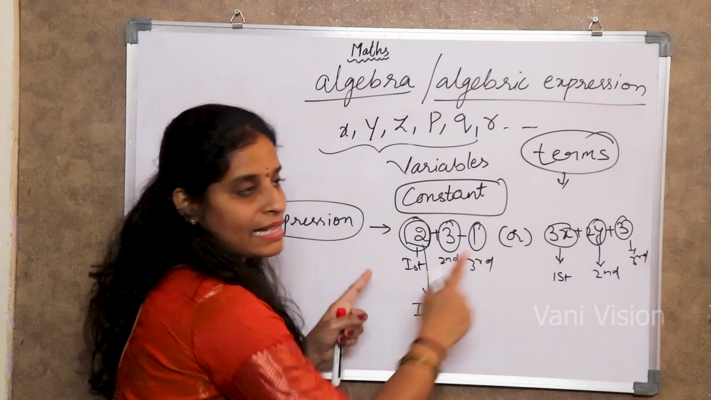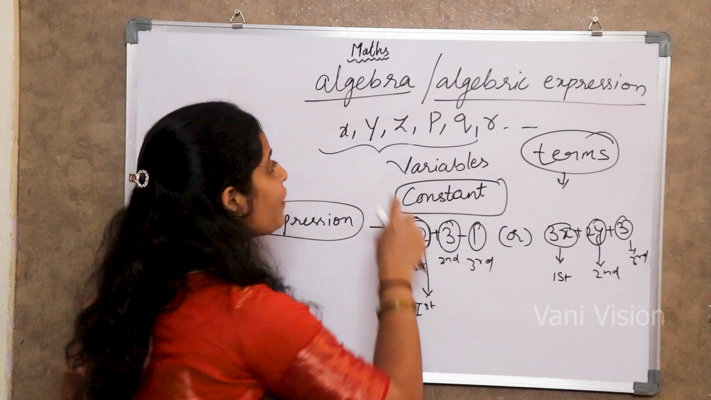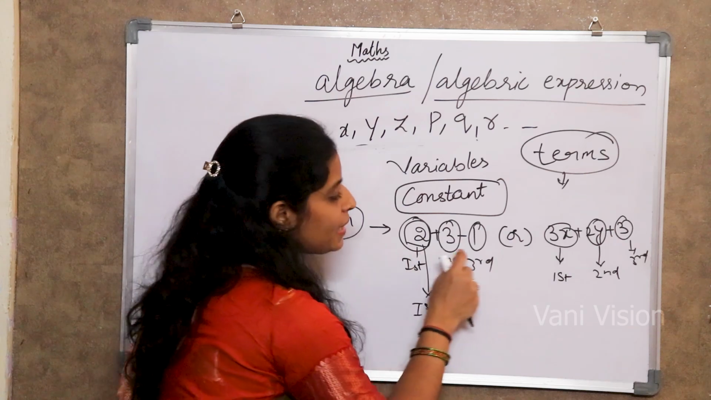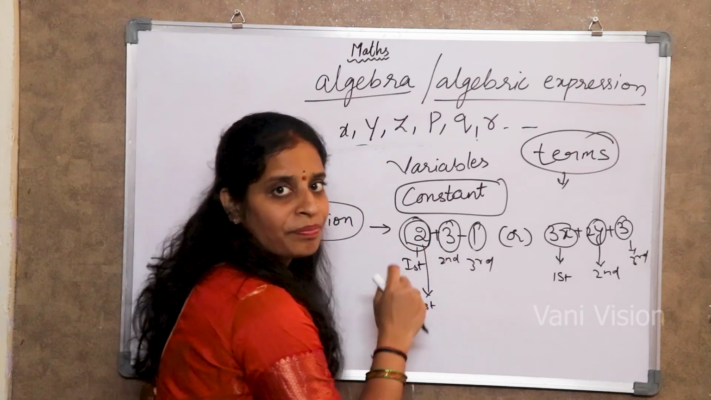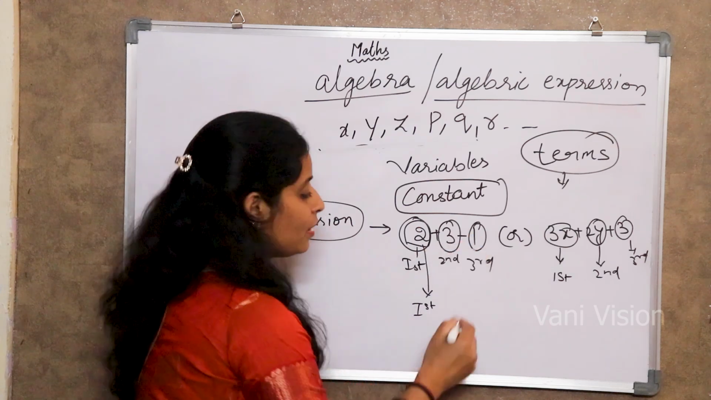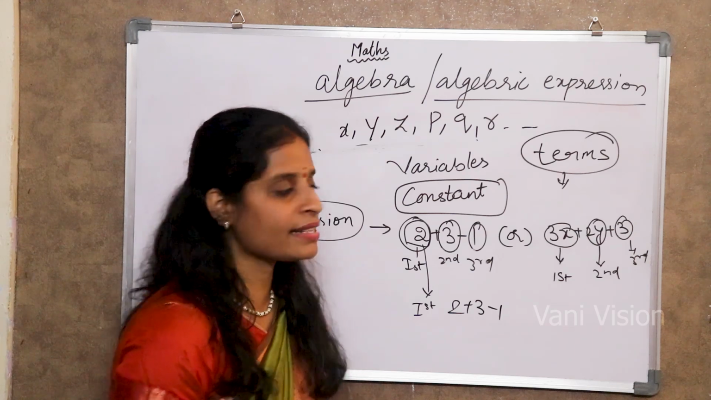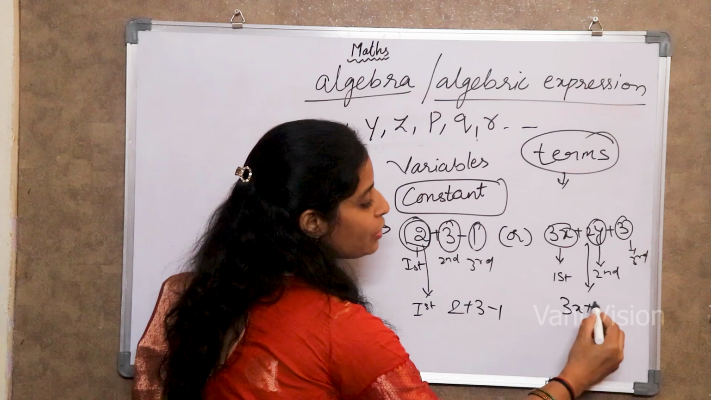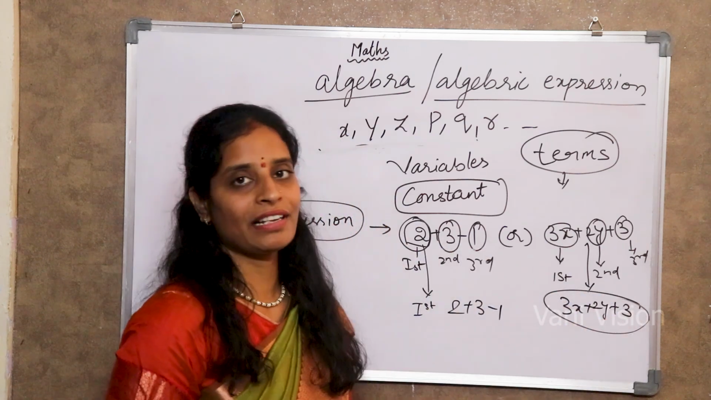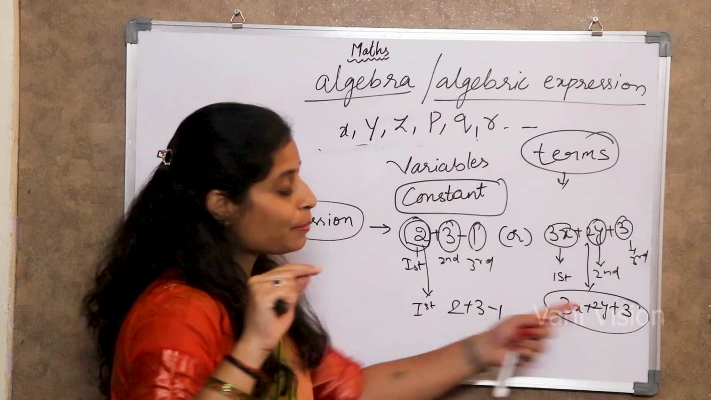I have given you two examples here. Are there any variables in these? What are variables? Don't get confused: English alphabets are called variables. Now, is any variable there in this expression? No, right? 2 plus 3 minus 1, any letter used here? No letter is there. But in 3x plus 2y plus 3, alphabets are there: x and y. So here we can differentiate the two expressions.